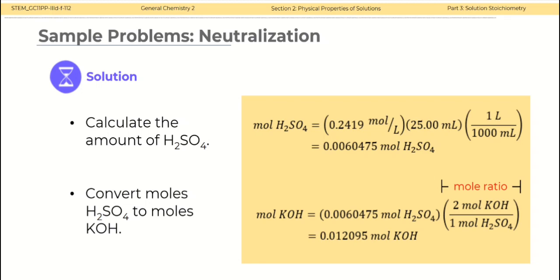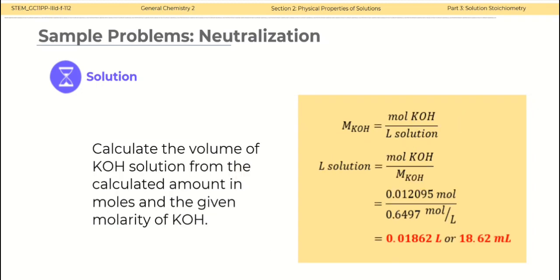Thus, the moles potassium hydroxide equals 0.01295 moles. Calculate the volume of potassium hydroxide solution from the calculated amount in moles and the given molarity of potassium hydroxide. The volume of solution equals moles potassium hydroxide divided by its molarity. The answer is 0.01862 liters or 18.62 milliliters.